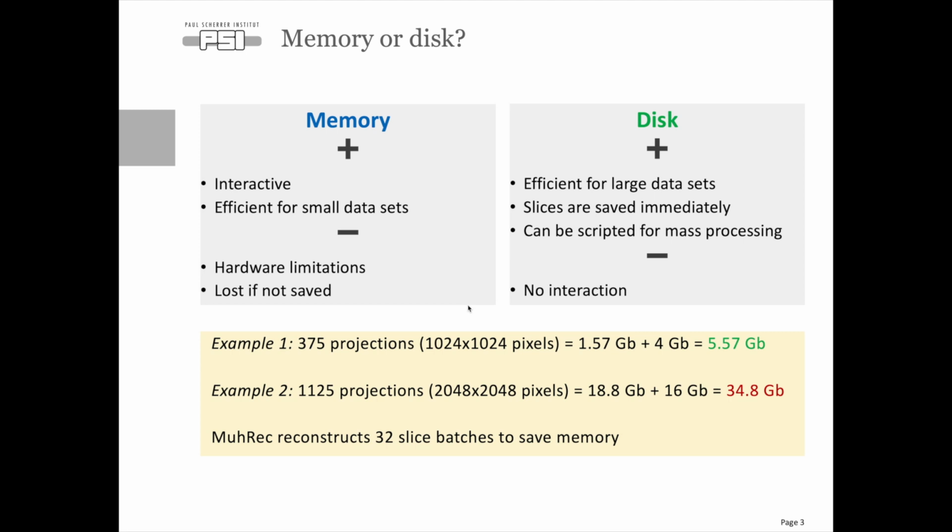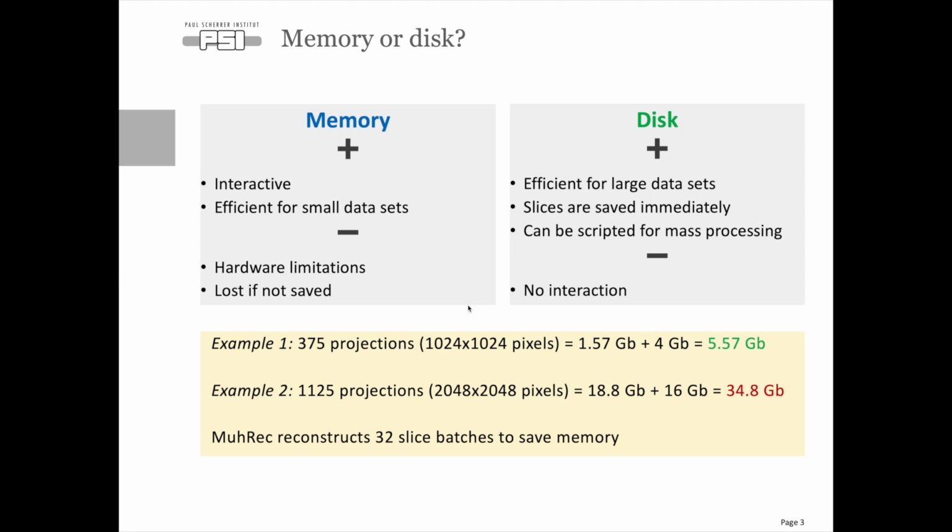the full dataset. As an example of memory usage, we have example 1, where we have 375 projections, 1K by 1K, which gives you roughly 5.5 gigabytes of RAM to keep everything in memory. The other case is when you have 1125 projections and 2K by 2K images, then all of a sudden you are almost at 35 gigabytes of RAM. And it's not really many computers that have that, particularly not laptops if you want to be on the move, or normal office computers. They don't have this amount of RAM.